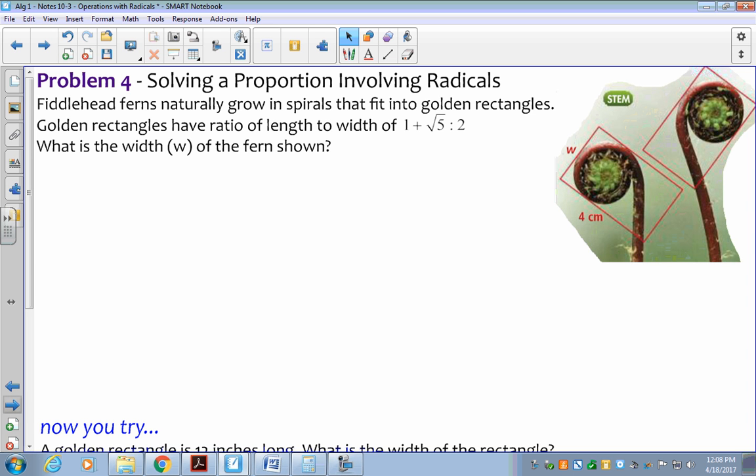Delicious. Fiddlehead ferns naturally grow in spirals that fit into golden rectangles. Golden rectangles have a ratio of length to width of 1 plus root 5 to 2, length to width. So on your problem, put length, L, and put W. Okay, ready? Sorry.